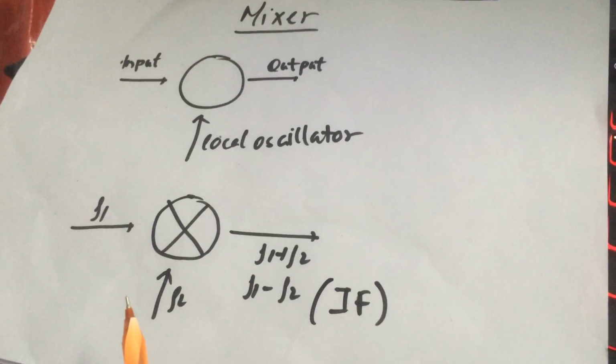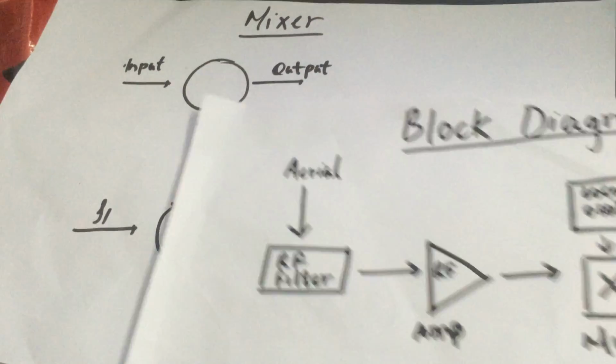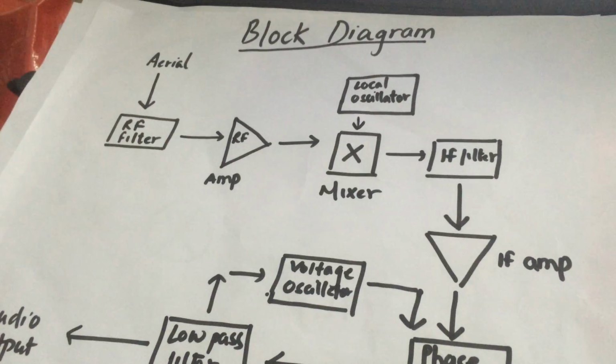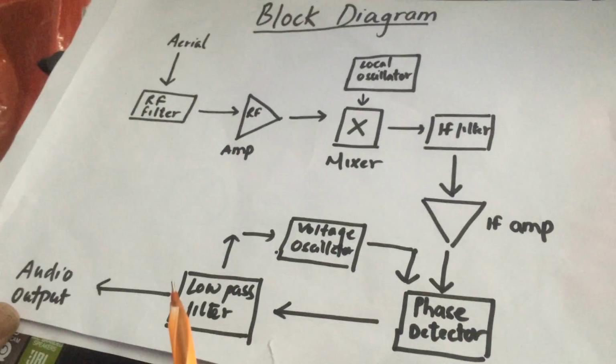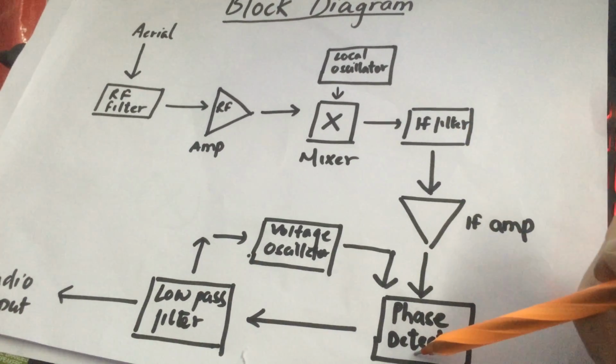After mixing, we take the IF signal to a filter where it is filtered, thereby removing any unwanted frequencies. Consequently, it is amplified. The amplified IF signal is then transferred to a phase detector.